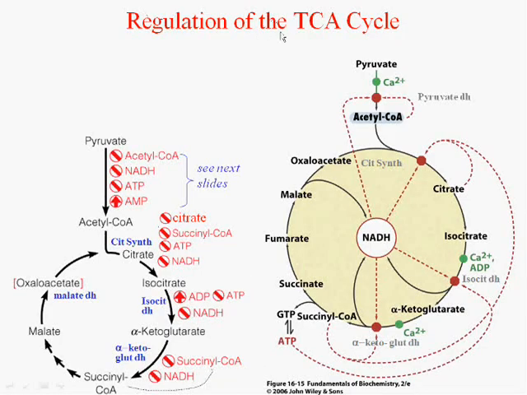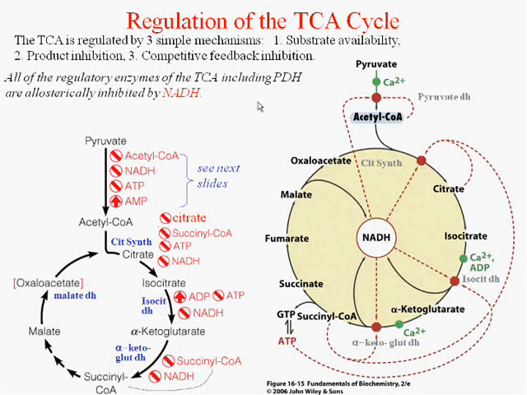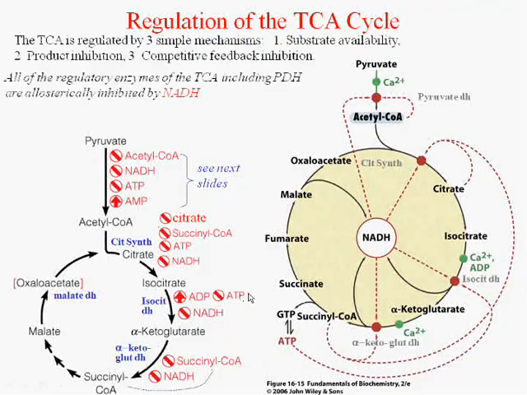Okay, so if you look at the TCA, how is it regulated? The TCA is regulated by 3 simple mechanisms. 1, substrate availability. That makes sense. 2, product inhibition. And 3, competitive feedback inhibition. We'll go over this more when we actually get back to classes after the break, but one thing I want to point out is that all the main regulatory enzymes, PDH, citrate synthase, isocitrate DH, and alpha-ketoglutarate DH, the 4 main control enzymes, are all allosterically inhibited by NADH.